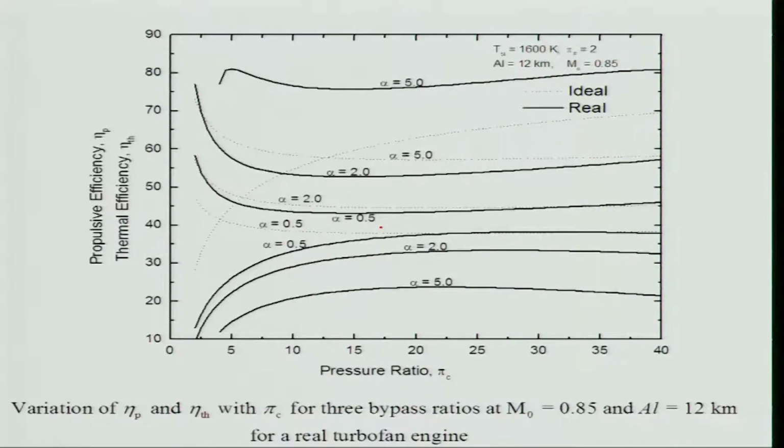So, let us look at the propulsive efficiencies. If you look at the propulsive efficiency I have plotted here for alpha equal to 0.5, it of course increases a little bit and then decreases, and again it reaches a minimum value and then increases for alpha equal to 5. Whereas for alpha equal to 2, it also decreases and reaches a minimum value.